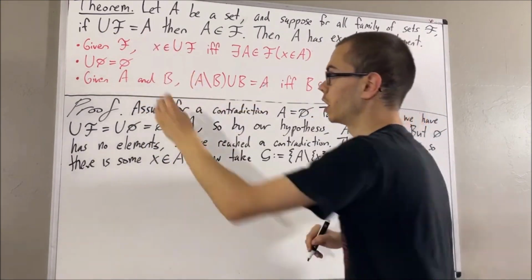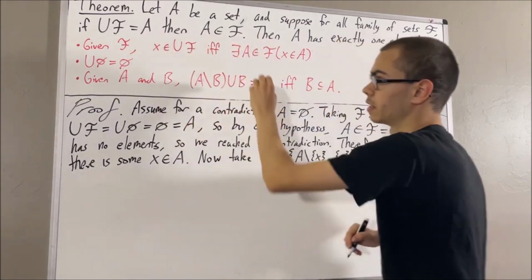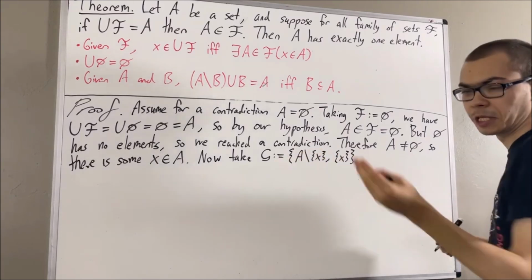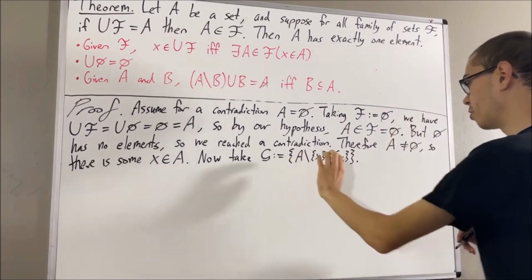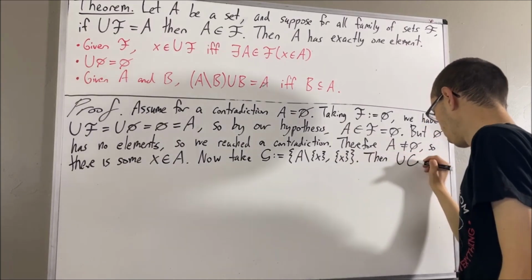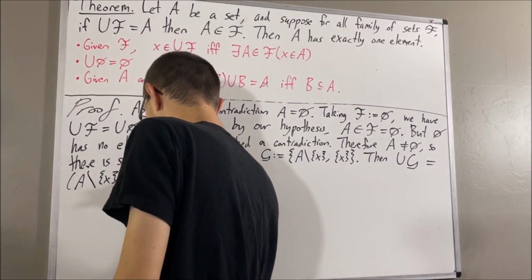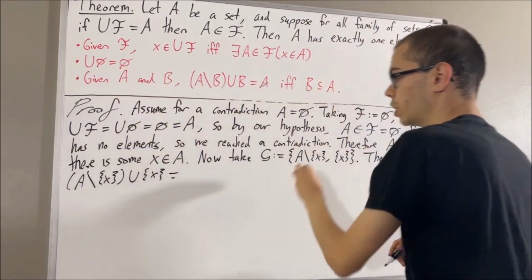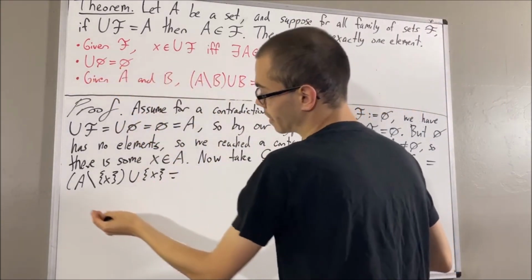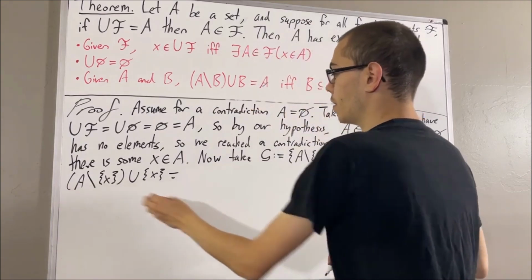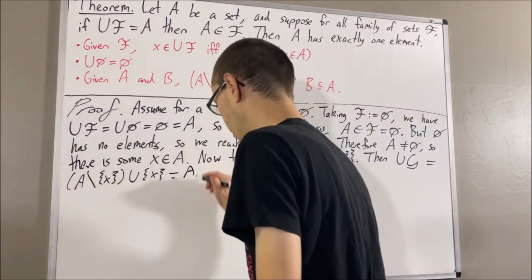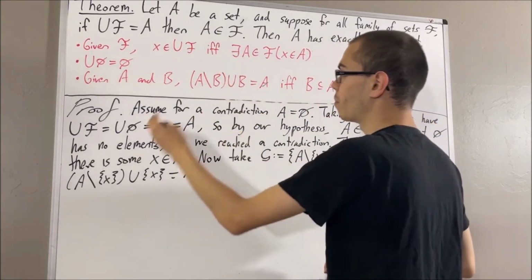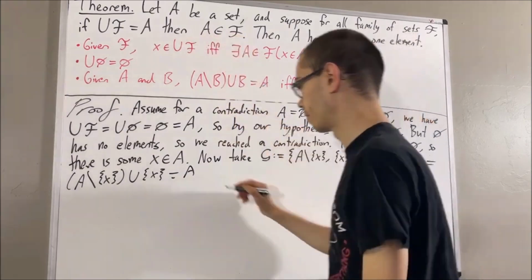And if we can show that, we can apply our hypothesis to show that A is an element of G. Well, what is the union of G? The union of G is just the union of these two sets. What is this equal to? Well, by our third fact here, we know that the singleton set of X is a subset of A, so the union of this must be equal to A. So we see that the union of G is equal to A. So, by our hypothesis, A is an element of G.